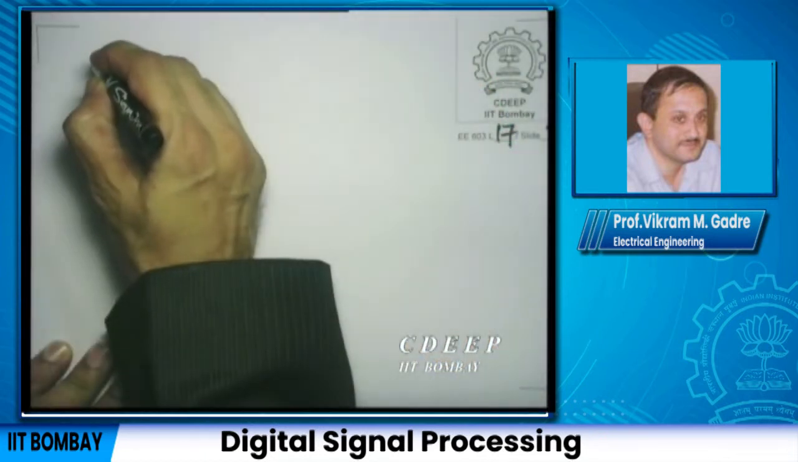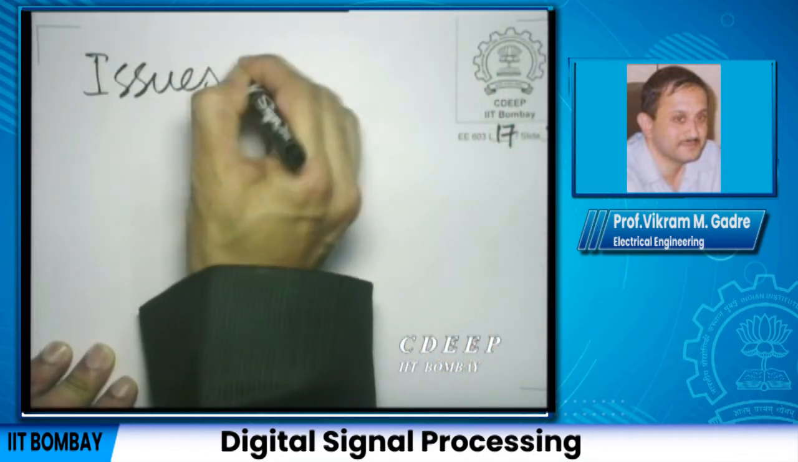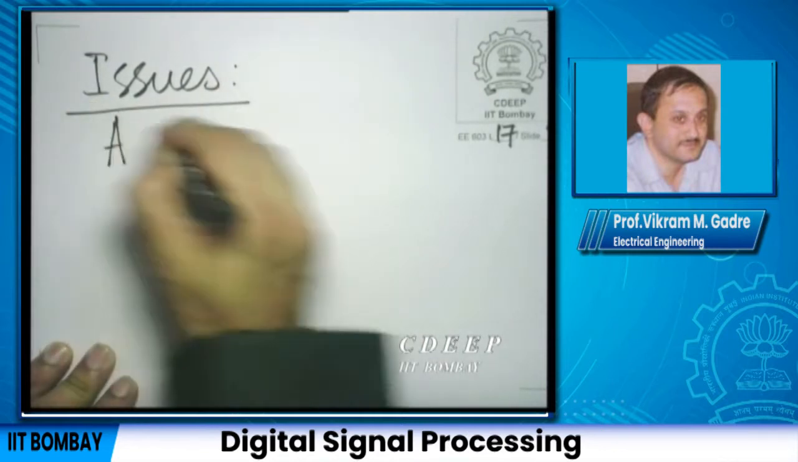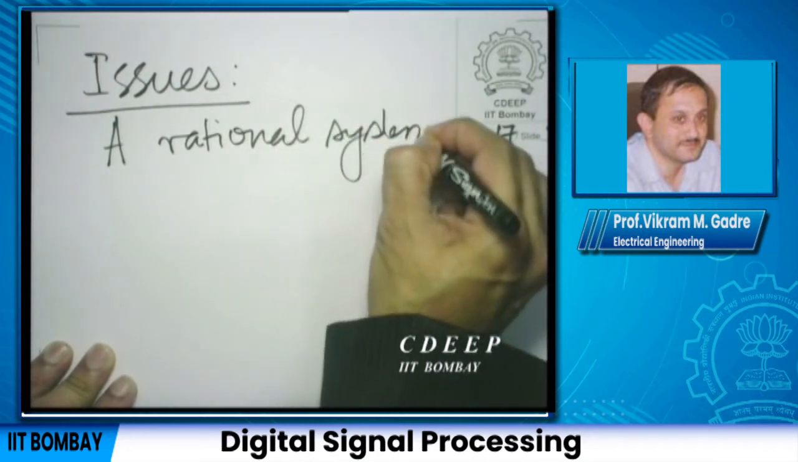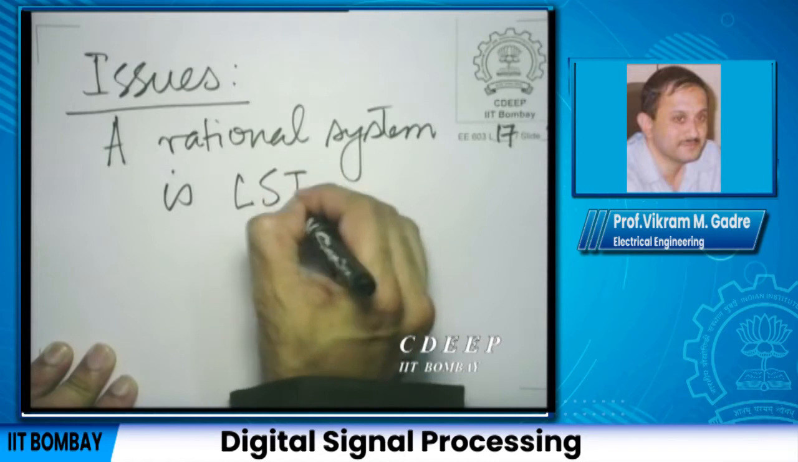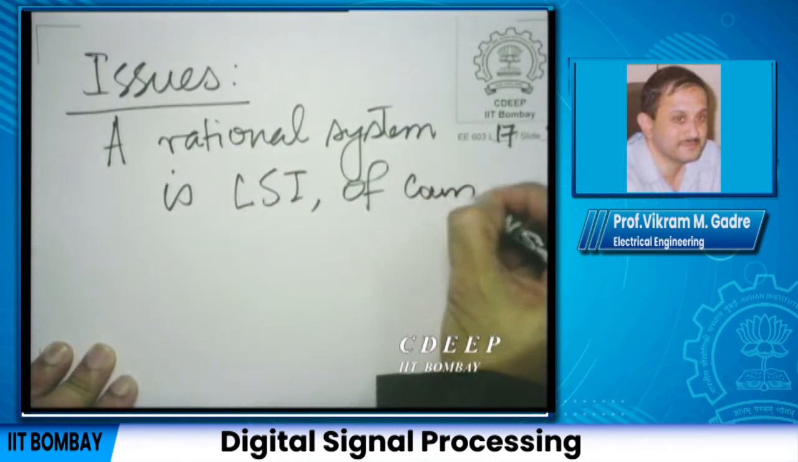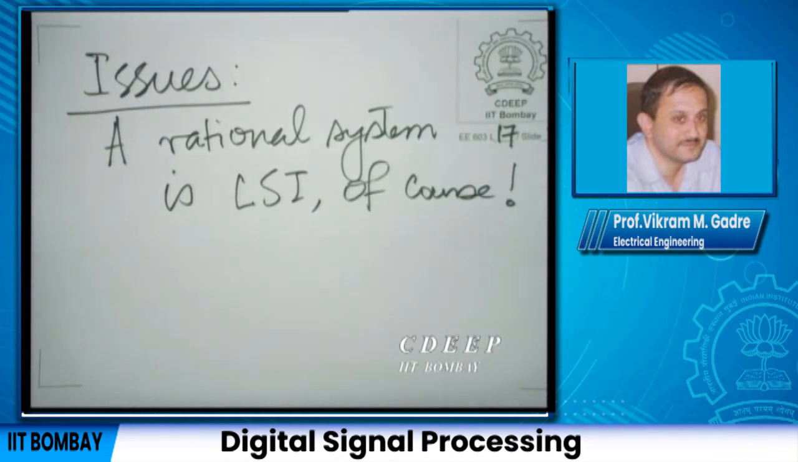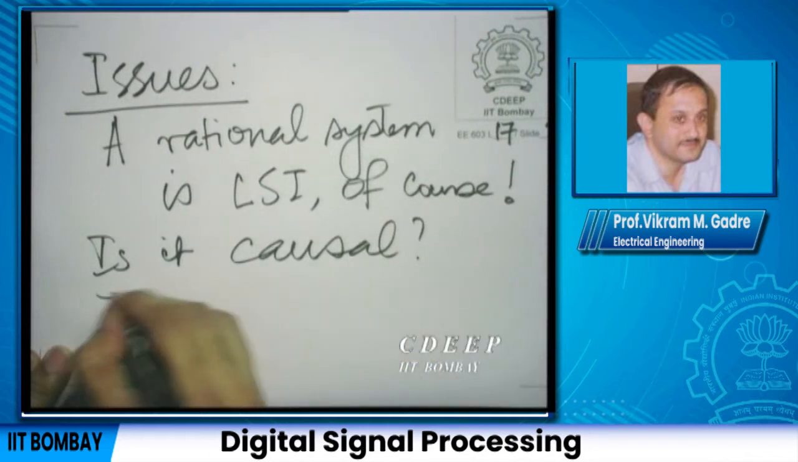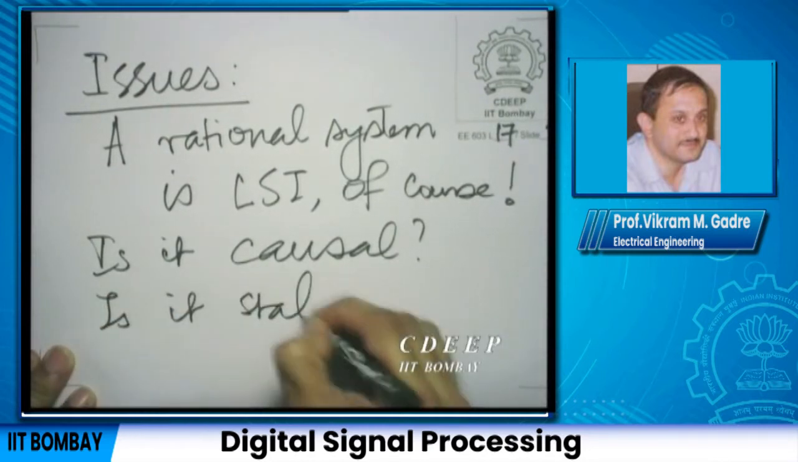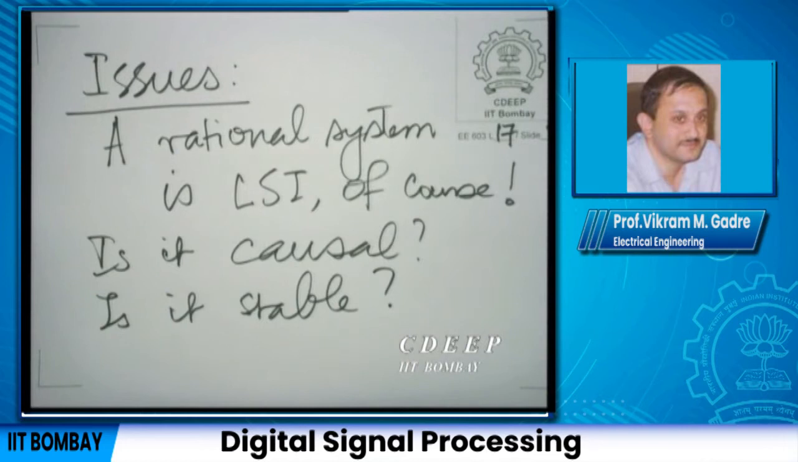Now, let me put down the problem that we are trying to address clearly. Issues. A rational system is of course linear shift invariant. But is it causal? Is it stable? May or may not be.